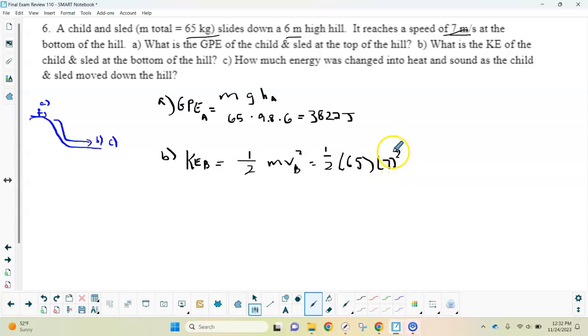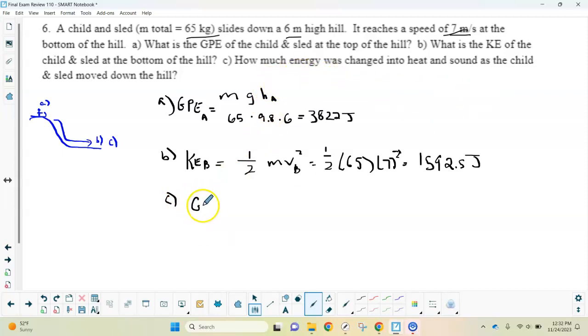This is a smaller number. You only get 1,592.5 for that. So that's joules still. So the energy is different, right? So the difference in those energies would be the other form of energy that would be present. So it says how much energy was changed into heat and sound.